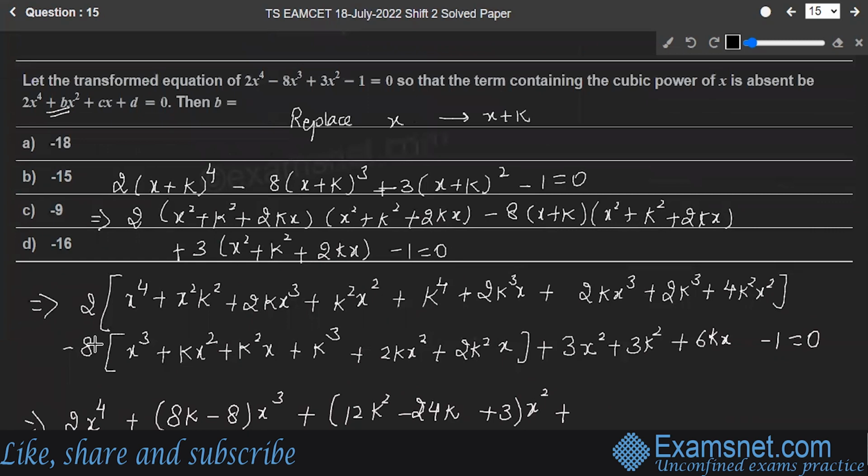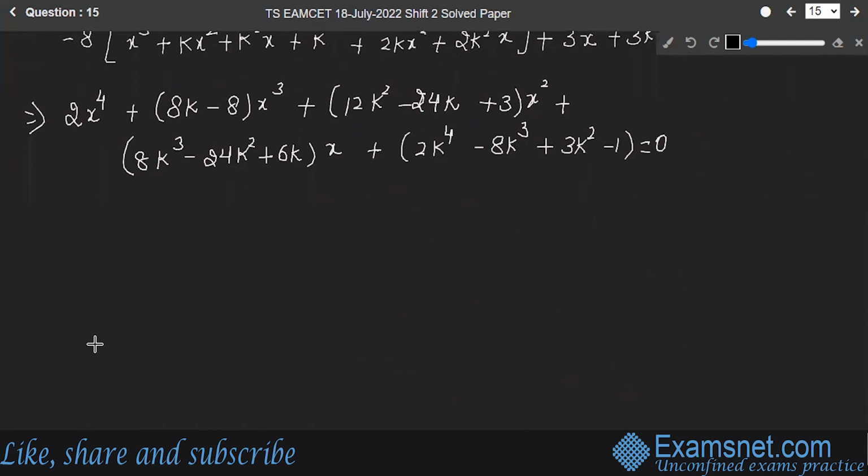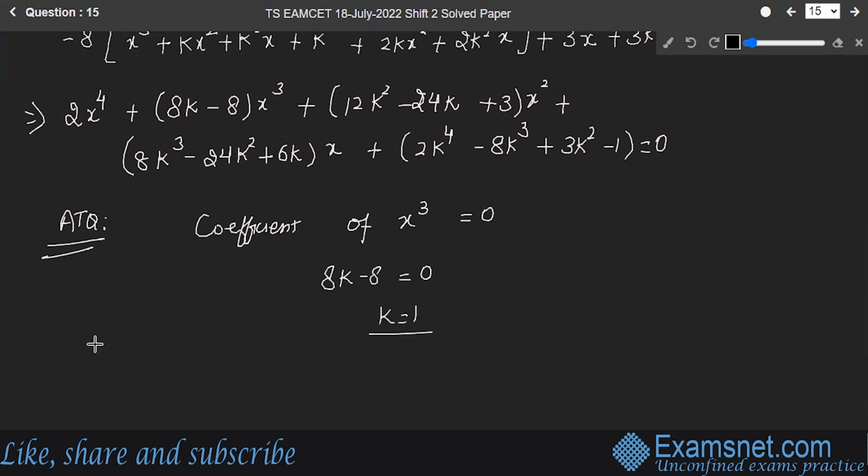Now in the question it was given that the cubic power of x is absent in this case, which means, according to the question, the coefficient of x cube is equal to 0, which is 8k minus 8 = 0, which gives you k is equal to 1.